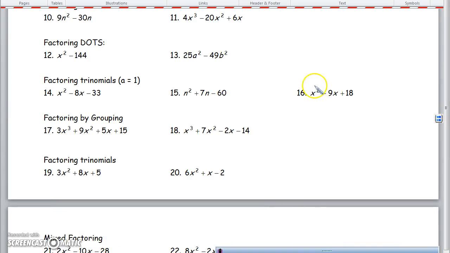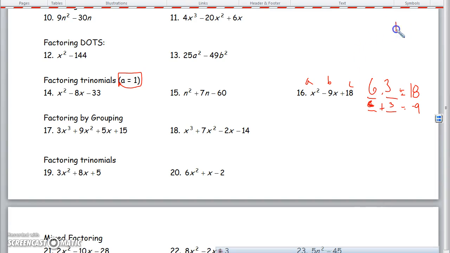Okay. So number 16, this is an easy trinomial. So that means we're going to do factors of C. Remember, this is your C term, this is your B term, and this is your A term. Factors of C, which is 18, that add up to B, which is negative 9. And our two factors are going to be 6 and 3, because 6 plus 3 gives you 9.